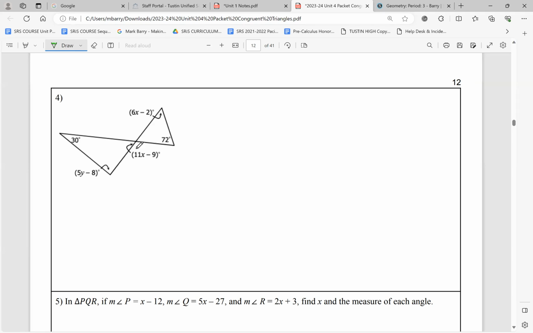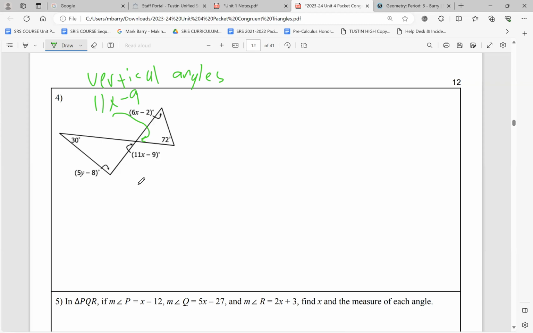Well, first thing I'm noticing here is that this one is 11x minus 9. And then remember that if that one is 11x minus 9, we can actually also say that this one is 11x minus 9 because of the vertical angles, remember? They are always congruent, the ones that are kind of pointing at each other like that. So I know that's 11x minus 9.